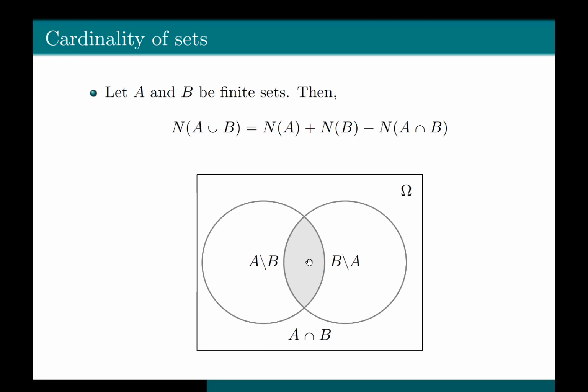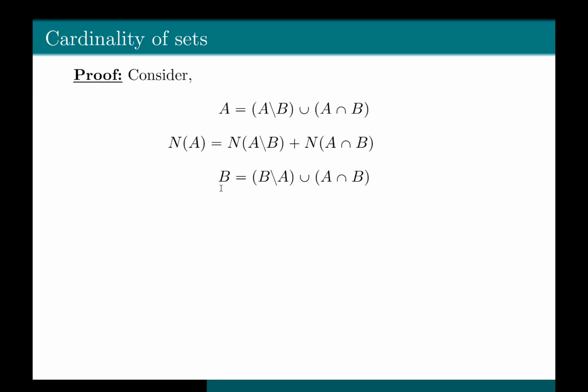Now, again, both the white unshaded region and the gray shaded region are disjoint. And we know the property, if two sets are disjoint, then the cardinality of the union of those two sets is equal to the addition of the cardinality of those two sets. Therefore, set B, which is equal to B minus A union A intersection B, where both these sets are disjoint, has cardinality of B equal to cardinality of B minus A plus cardinality of A intersection B. Okay, so we know what is cardinality of A, we know what is cardinality of B.